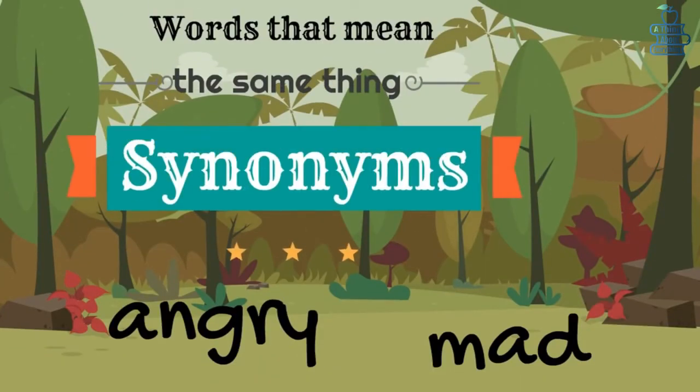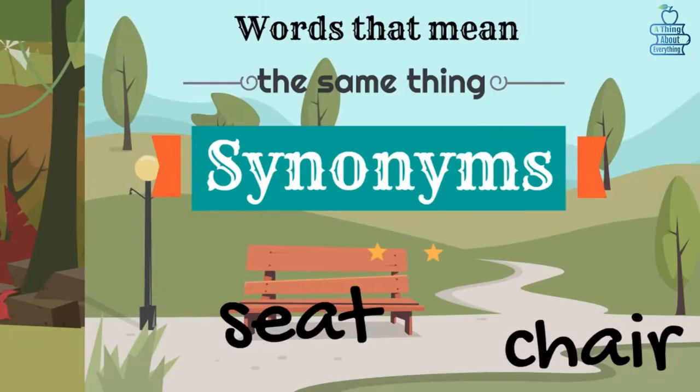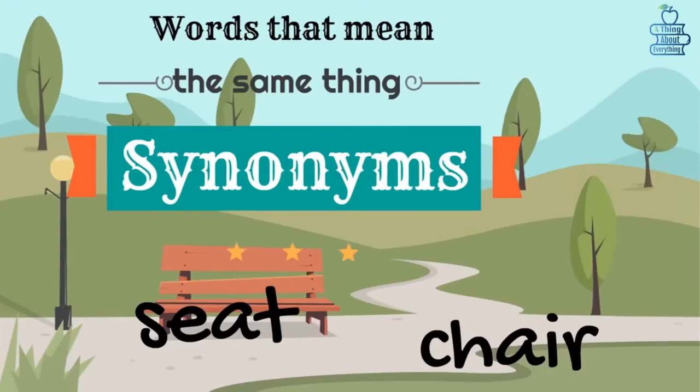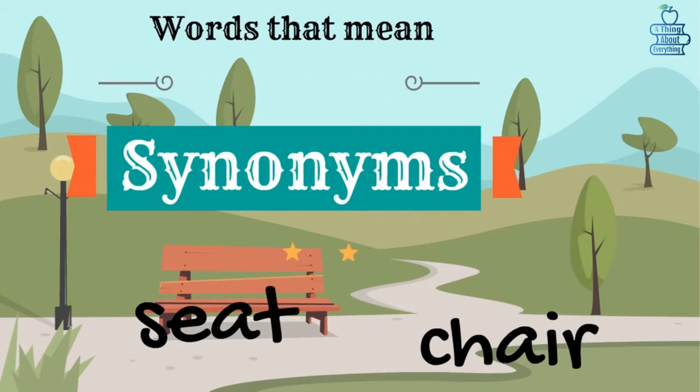Words that mean the same thing are synonyms, like the words angry and mad. Angry and mad have the same meaning. They are synonyms. Words that have the same meaning are synonyms, like the words seat and chair. They mean the same thing. A seat is a chair, and a chair is a seat. Those are synonyms.